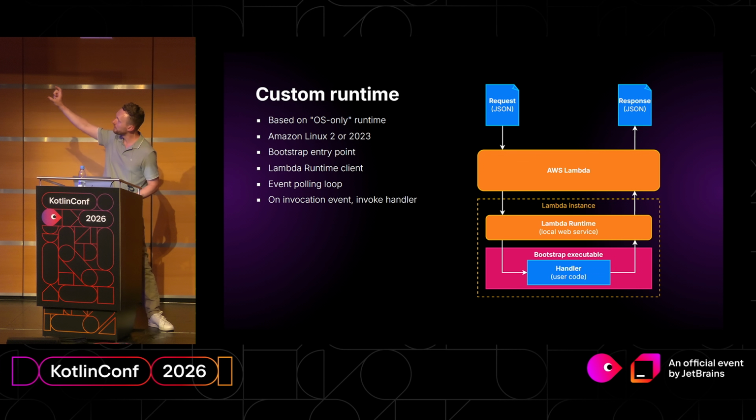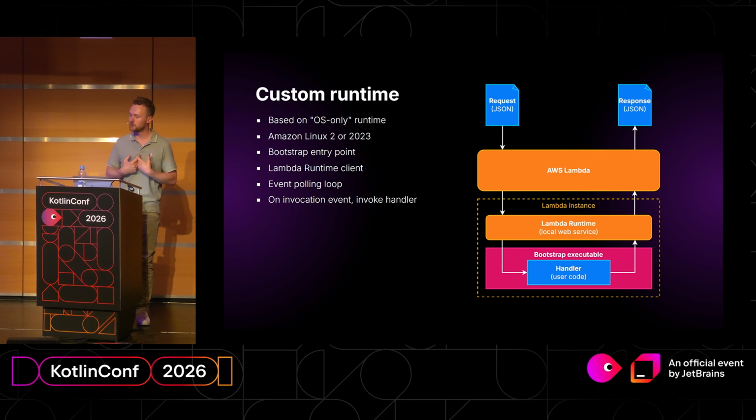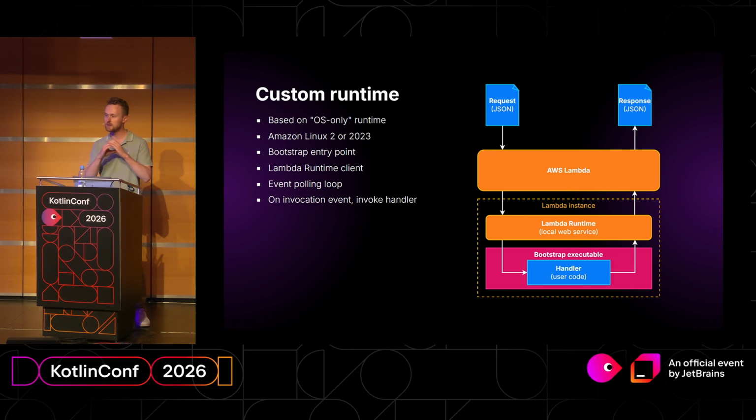At the bottom of the diagram there is the bootstrap executable. This is the thing that we need to provide for Lambda to be able to execute our handler, and the thing that I need my project to generate. And then inside of that bootstrap executable is the core business logic. It's the handler itself. So everything that's not polling the Lambda runtime, serializing and deserializing events, communicating over HTTP, that's what goes in that handler block.